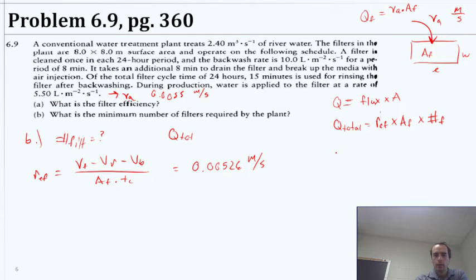Okay, so then we just solve that equation for the number of filters, and we can say that's going to be equal to the Q total divided by REF times the area of the filter. And that's again, this time, since we multiply the area of one filter times the number of individual filters, this is still just the area of one filter. Okay, with that, then we get an answer. The number of filters, if we crunch those numbers, the raw number was 7.13 that we would need.